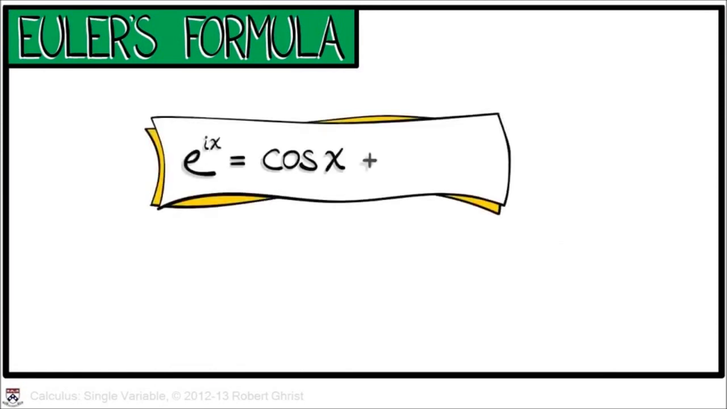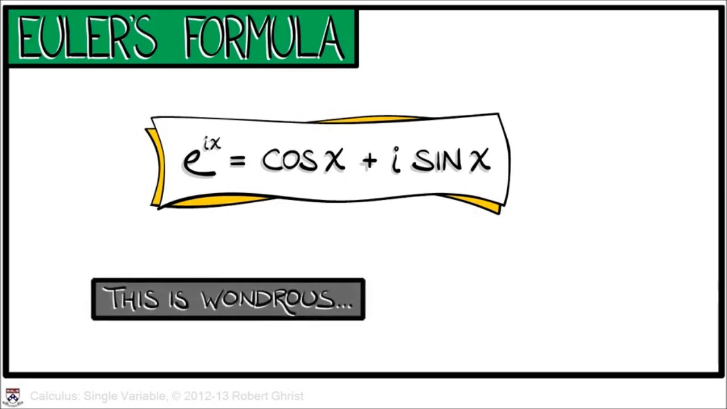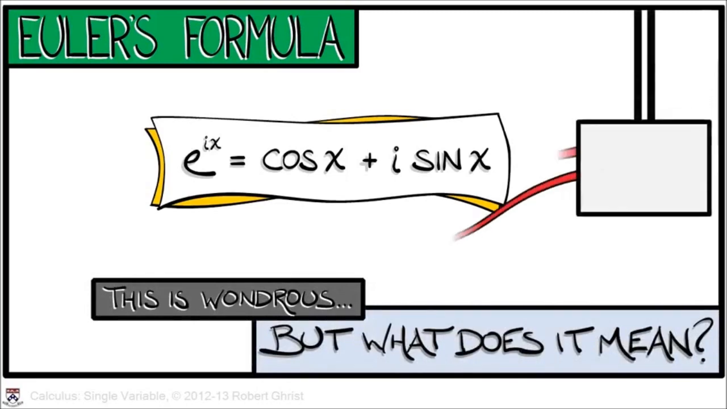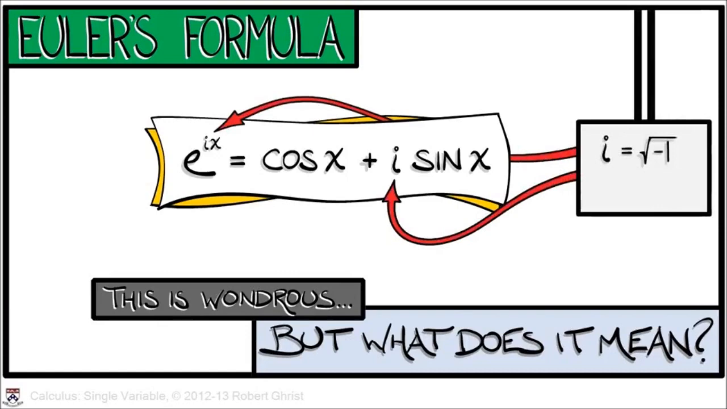There is one last ingredient that we're going to need before we go deep into exploring what e to the x means. This is something called Euler's formula. This is simple looking. It states that e to the i times x equals cosine of x plus i times sine of x. This is a wonderful formula. Whatever it means. What does it mean? What is this i that is in here?